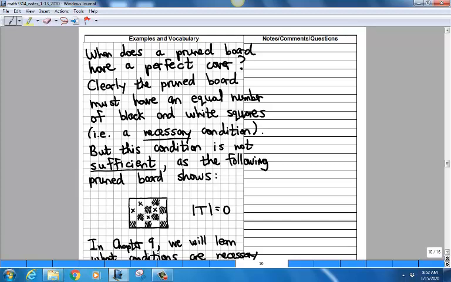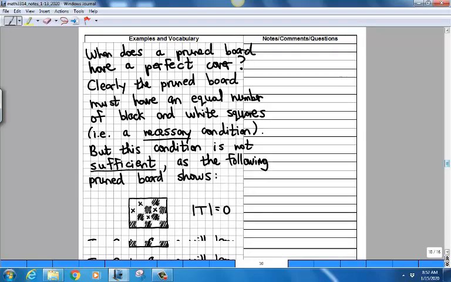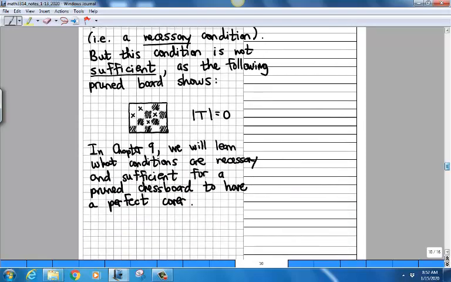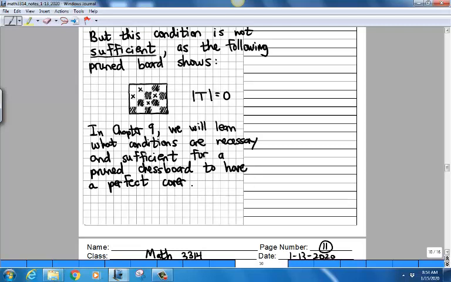There's a note here that I wrote. It says in chapter 9. Wow. So toward the end of the course, we're going to learn what conditions are necessary and sufficient for a pruned chessboard to have a perfect cover. That turns out to be actually a problem with important applications. So that's why we're going to consider it again in chapter 9.